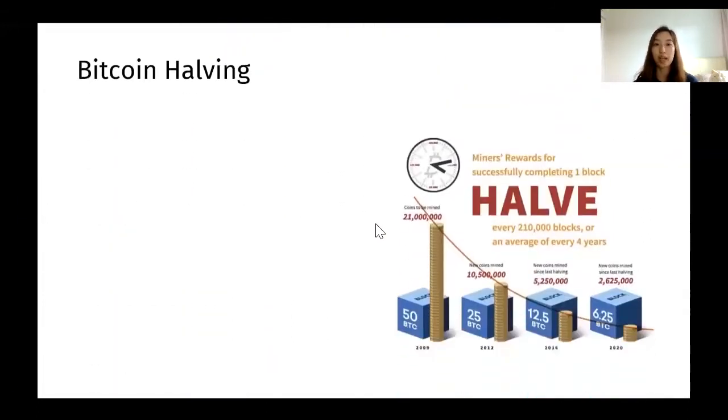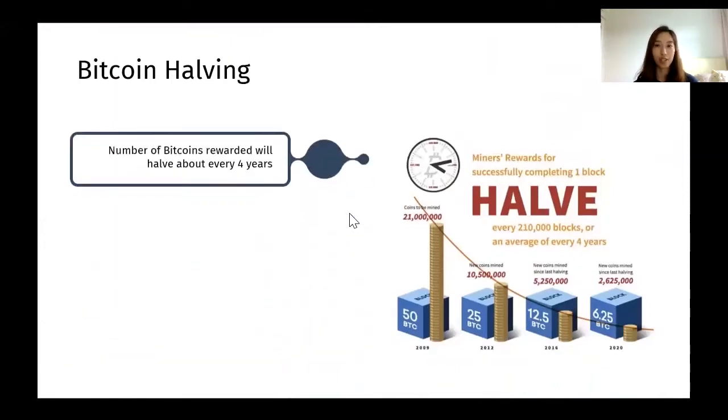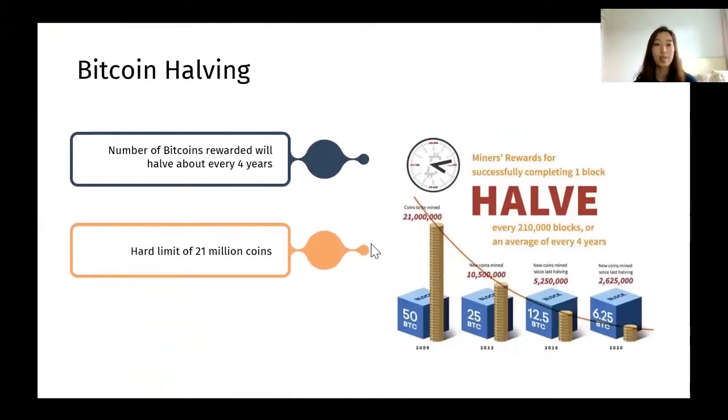So back to Bitcoin mining, the number of Bitcoins rewarded will halve around every 4 years. And here we can see how the reward has halved over time. So this happens because in the Bitcoin software, there has been a hard limit set, which is 21 million coins. So the total number of coins will be in circulation by around year 2140.